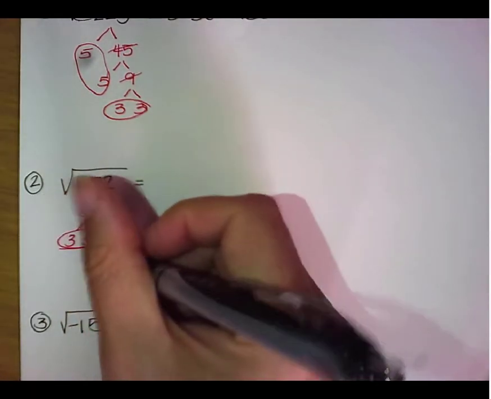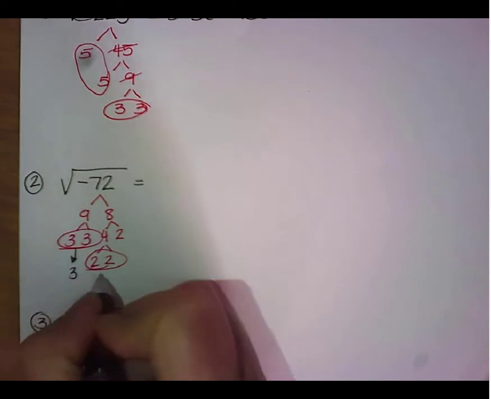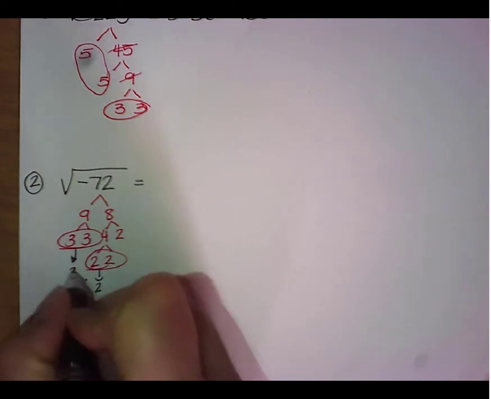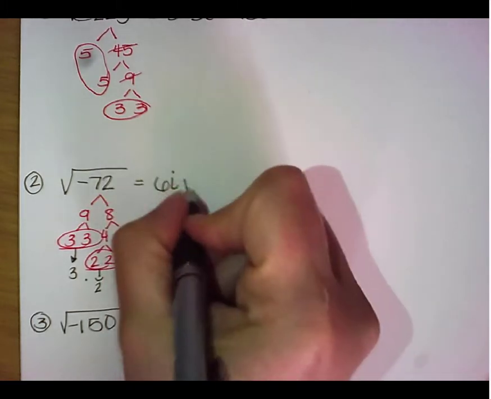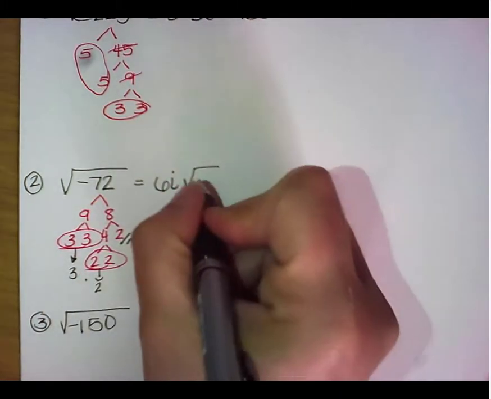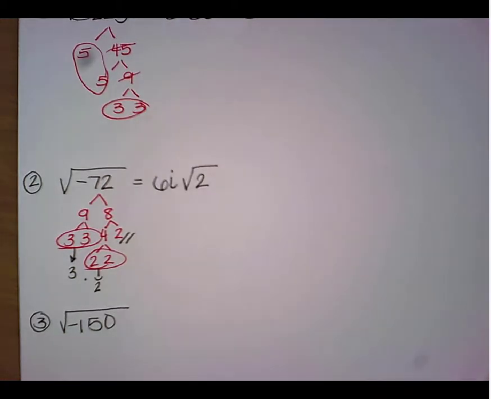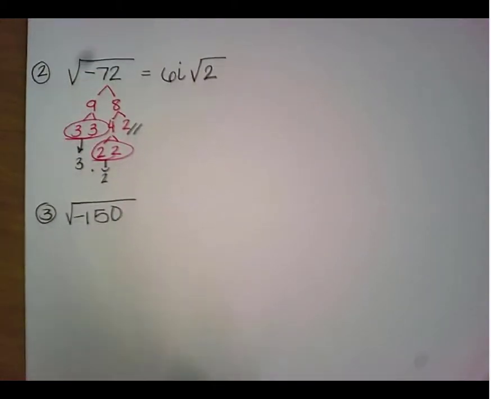So we're going to take out a 3 from here and a 2 from here, so we can multiply 3 times 2 and give ourselves 6i square root, and then the 2 is left underneath. So the square root of negative 72 is 6i square root of 2. And our last your turn example is the square root of negative 150.